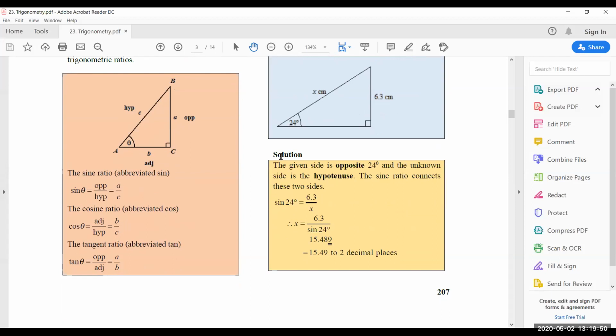So I want you to take a note of that. Write it down quickly, please. Just the ratios, right? Sine theta is equal to opposite over hypotenuse. Cos theta is adjacent over hypotenuse. And tan theta is opposite over adjacent. I'll show you an easy way to remember it.